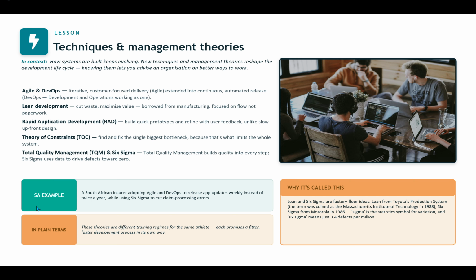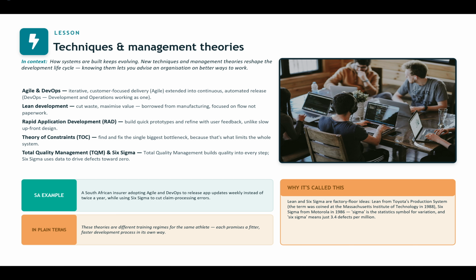An example is a South African insurer adopting Agile and DevOps to release updates weekly instead of twice a year, while using Six Sigma to cut claim processing errors. So all these techniques can actually be used in conjunction with each other so that you can get the benefits of all of them and be able to deliver on your promise. In plain terms, these theories are different training regimes for the same athlete.